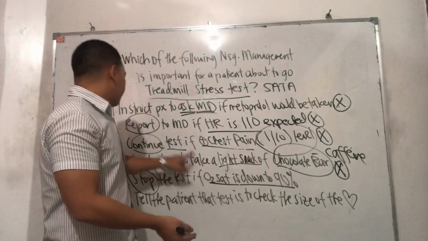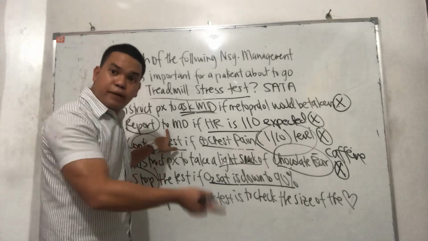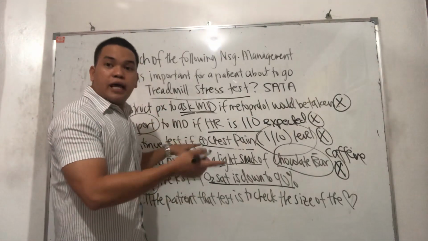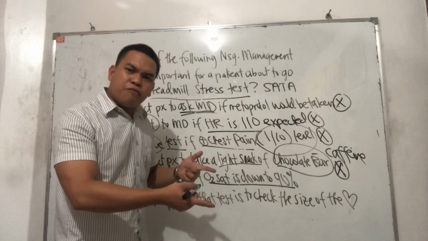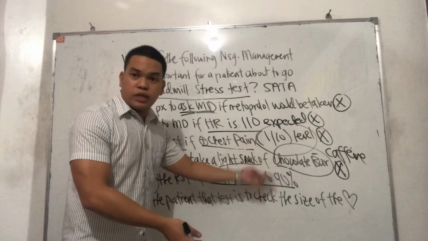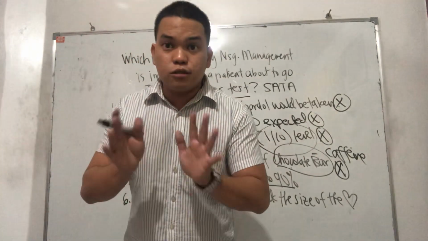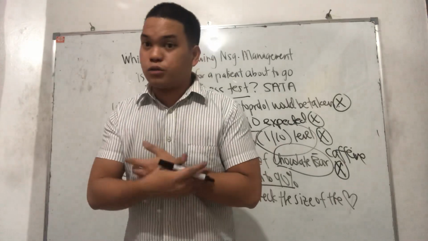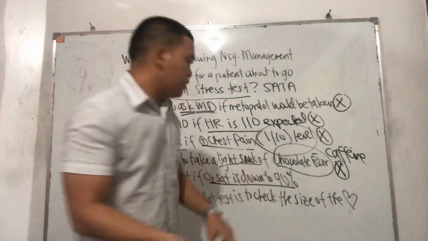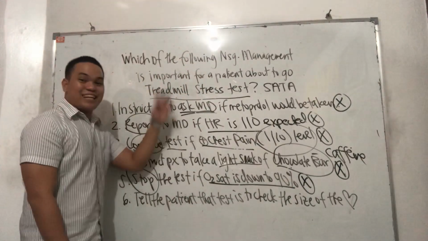Therefore, just like for number 2, heart rate is elevated, that's expected. For RR, elevated, that's expected. BP elevations, slight elevations is also expected. SpO2 down to 90% is also expected. Therefore, guys, you don't need to stop the test because those findings are also expected. Therefore, guys, this option is wrong again. Therefore, guys, this is select all that apply.